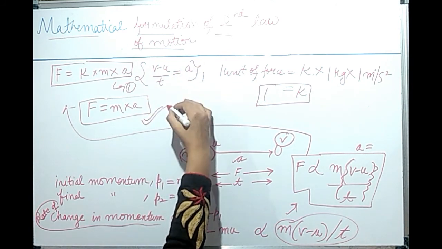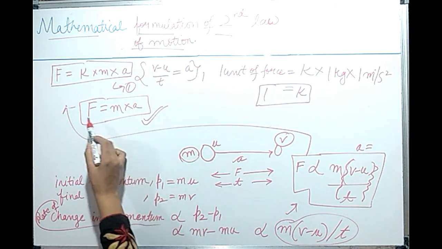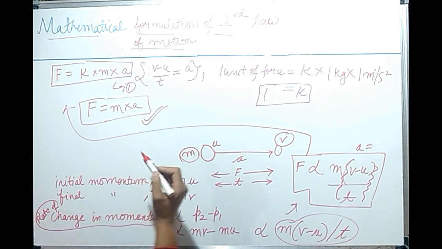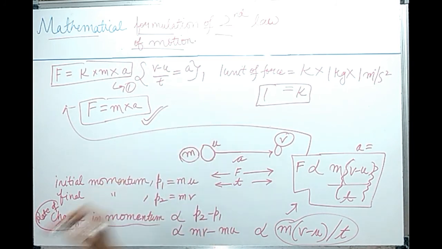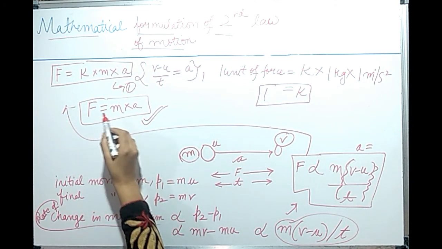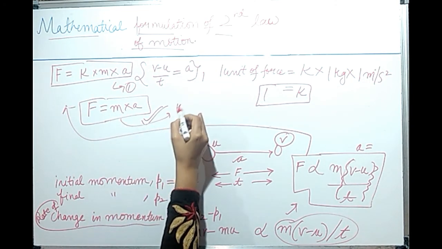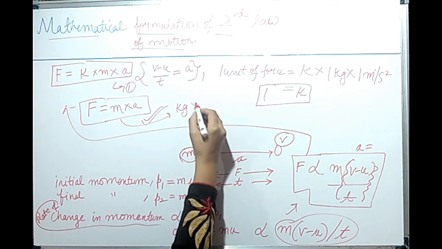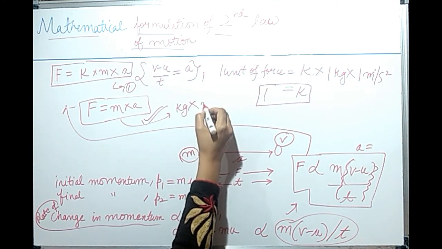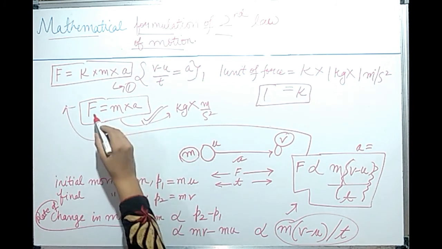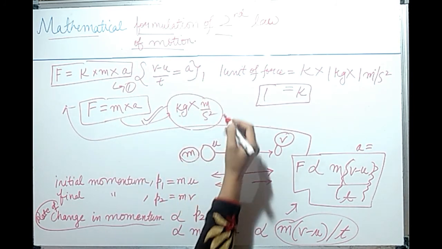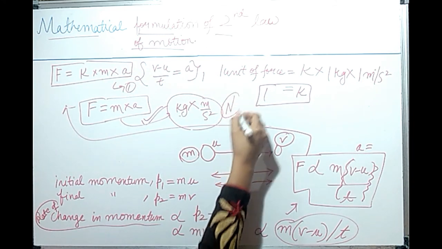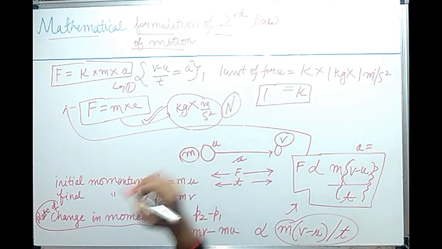Here we have got a beautiful result which is relating force, mass and acceleration. We can easily use this relation in our numericals. Unit of force: mass is in kg, and unit of acceleration is meter per second square. So unit of force is kg meter per second square, and that is also known as Newton. We represent it by the symbol N.